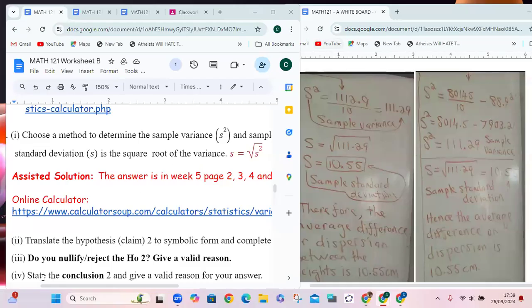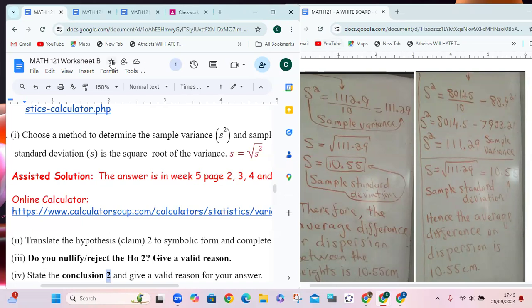Now, part 4. This recording is about part 4. It is saying that we've got to state conclusion number 2. There's a conclusion number 1, which we did already in the previous recording. State conclusion number 2 and give a valid reason for your answer.